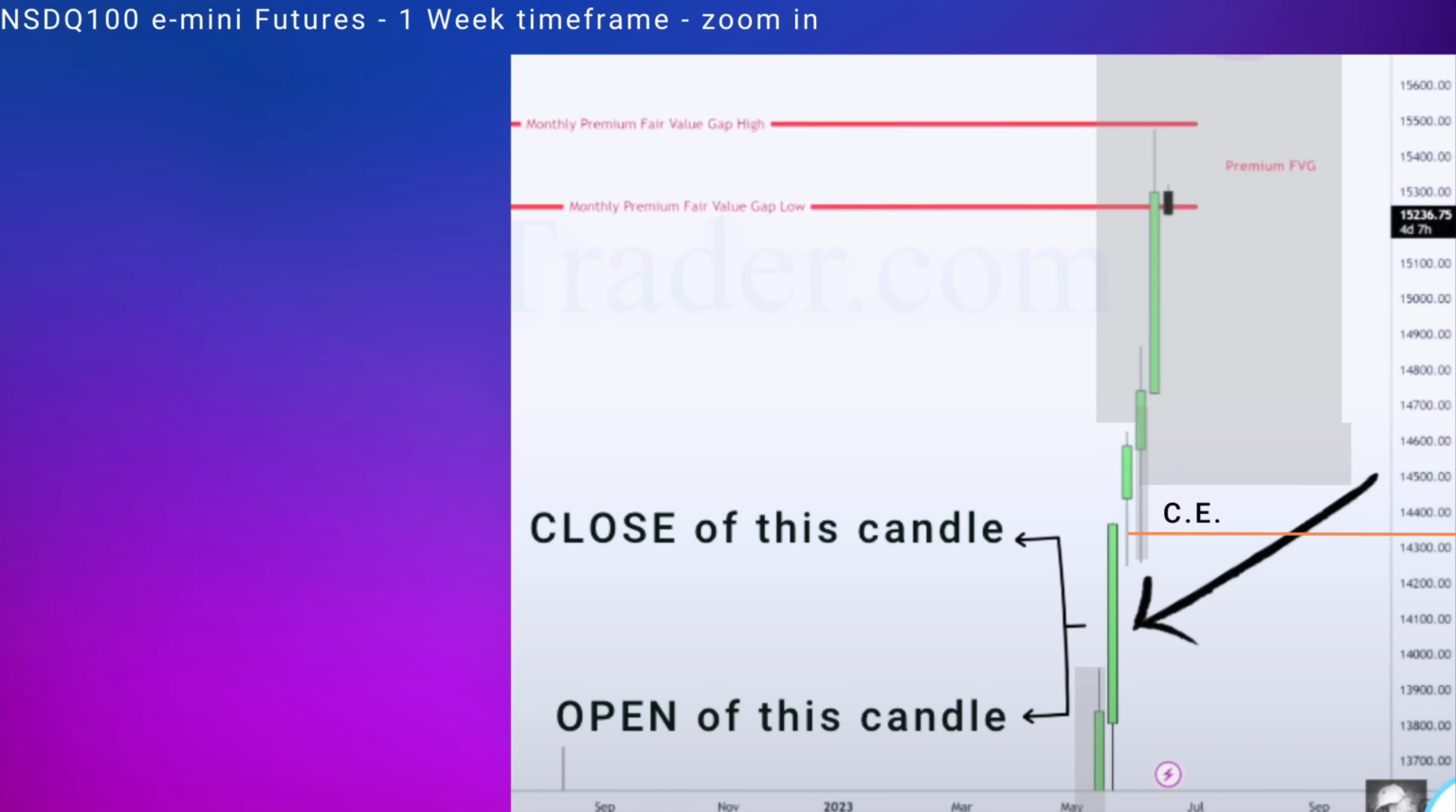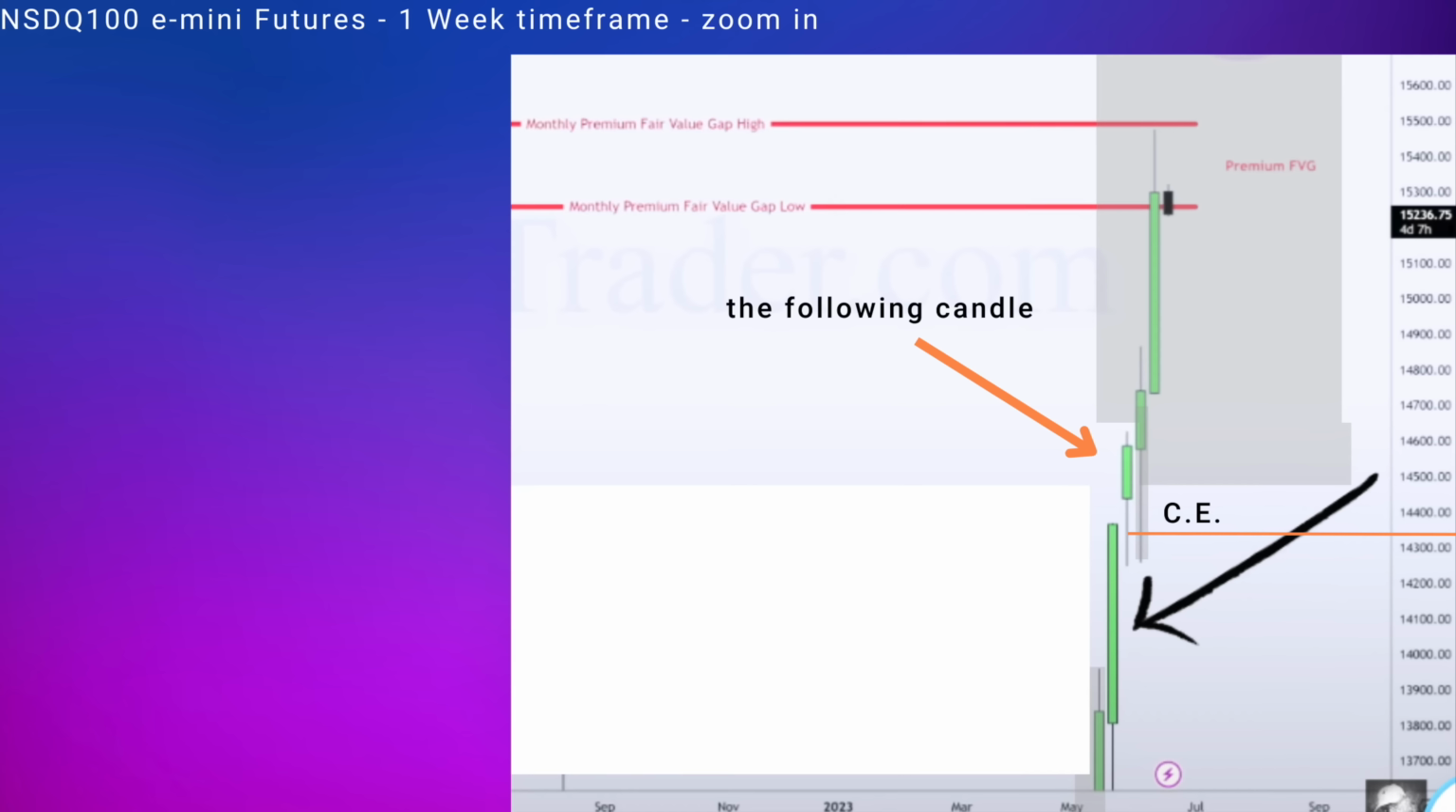You see here I highlighted the close of the candle and the open of the candle. Let's look at the candle that opens after the candle that we were observing. So it's the candle that's here highlighted with that orange arrow. That candle has a wick that goes lower and actually touches the previous movements of the candle that we were looking at, the candle with the black arrow.